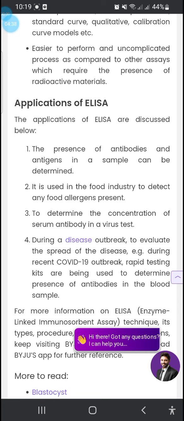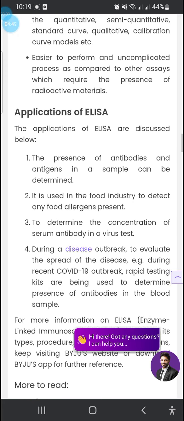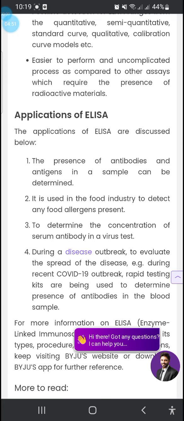During a disease outbreak, it is used to evaluate the spread of the disease. For example, during the recent COVID-19 outbreak, rapid testing kits are being used to determine the presence of antibodies in the blood sample.